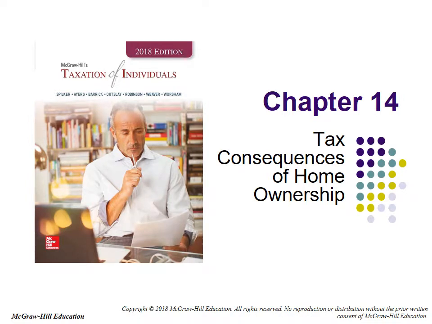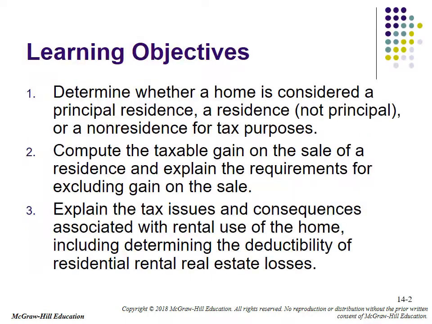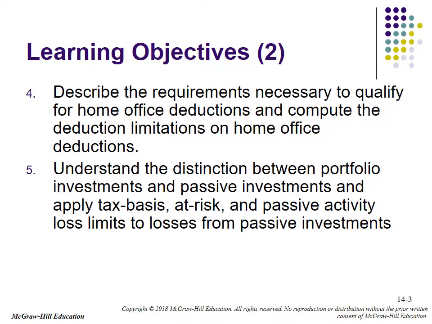In Chapter 14, we'll be looking at the tax consequences of home ownership. Specifically, the objectives are to determine whether a home is considered a principal residence, a residence that's not a principal residence, or a non-residence for tax purposes. We're going to show you how to compute the taxable gain on the sale of a residence and the requirements for excluding gain. We're also going to look at the tax issues and consequences associated with the rental use of a home.